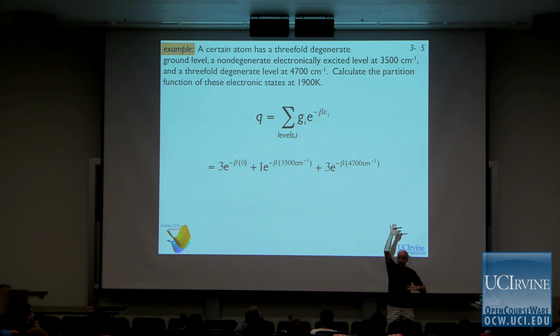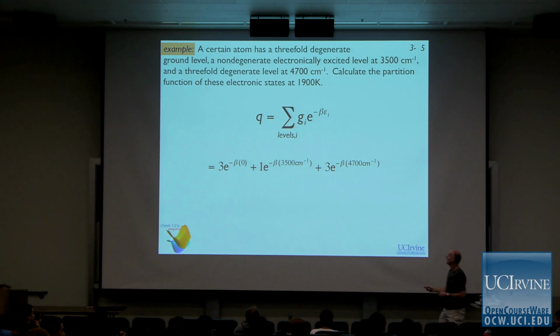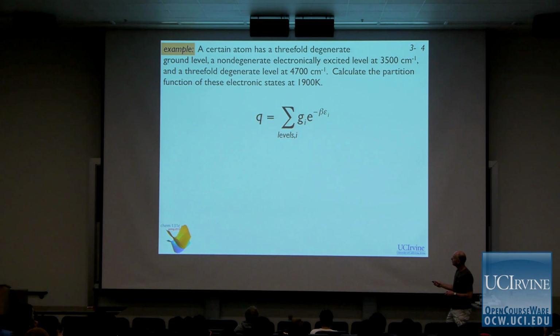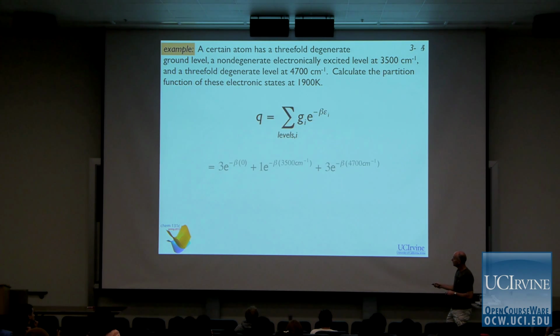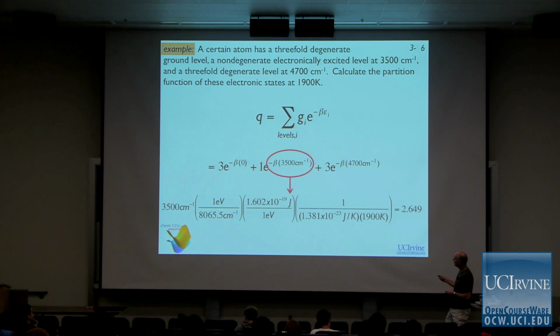If there were 5 energy levels, there would be how many terms? 5 is the correct answer. All right, 3, that's the degeneracy. Exponential, what's that energy? It's 0. And the first excited state's at 3,500 wave numbers. The second excited state's at 4,700 wave numbers.